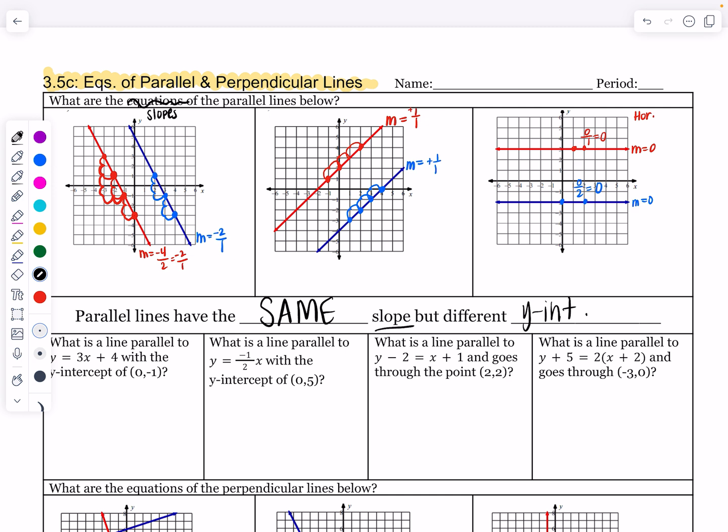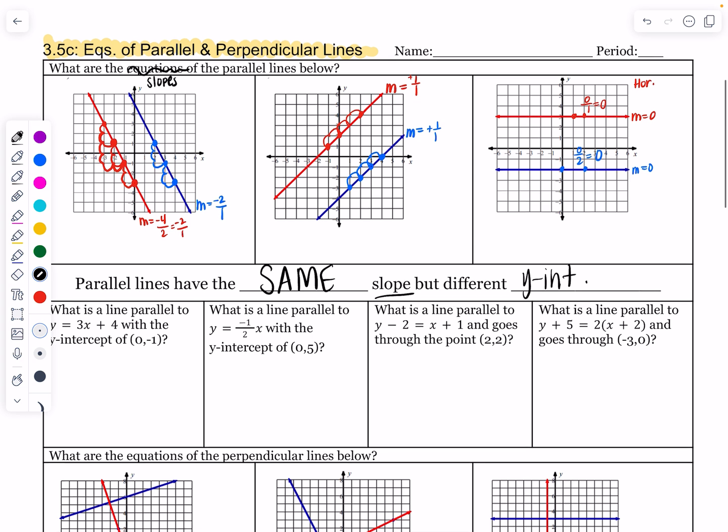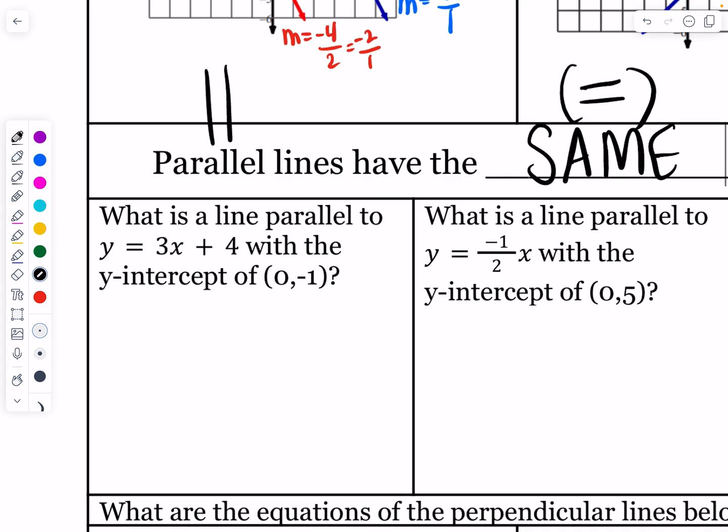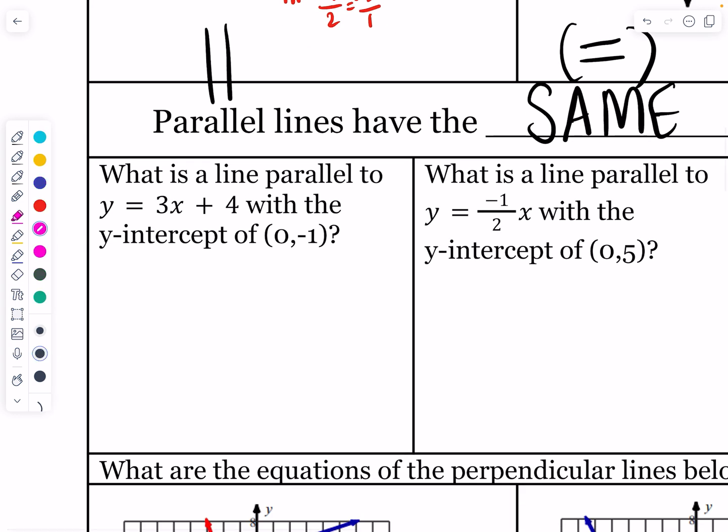Y'all, this is lame and dumb, but this is the way I remember this. Our parallel symbol looks like this. If you turn it sideways, it looks like this: same, equal slopes. They're going to have equal slopes to each other. So what is the equation of a line that's parallel to this line with the y-intercept of 0, negative 1?